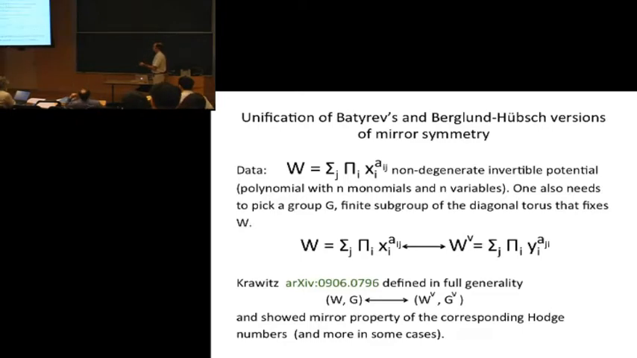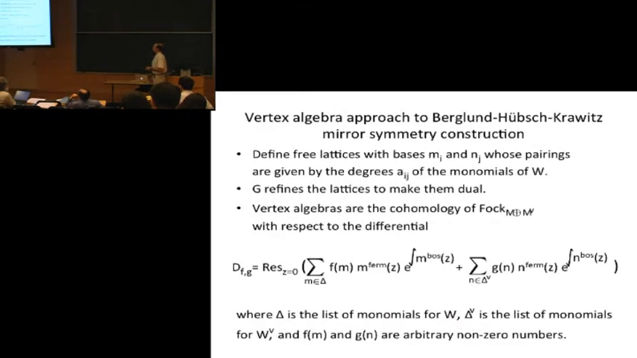My contribution to the subject is that, first of all, there's a very easy combinatorial way of putting it into a toric context. You just define free lattices with bases whose pairings are given by the degrees of the monomials. The determinant of that pairing is not one, so the lattices are not quite dual to each other. The choice of extra groups precisely refines the lattices to make them dual. And then Berglund-Hübsch's mirror symmetry is just a switch of the two lattices, as before.